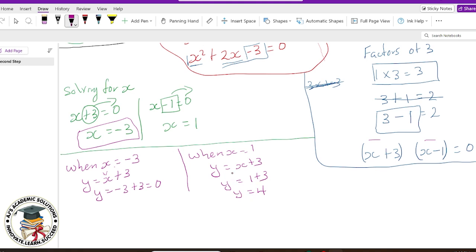Now I know this seems a little bit long, but that's me explaining it. If you keep practicing, you'll actually be able to solve these questions very quickly.